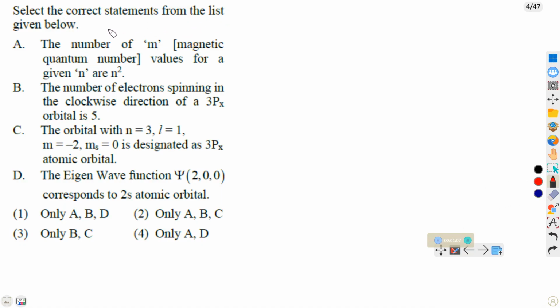Select the correct statements from the list given below. The number of m values for a given n are n square. M values, magnetic quantum number value for a given n. This statement is correct. For example, n is equal to 1. In the first orbit, 1s orbital is possible. For 1s orbital, m value is equal to 0. That means 1 value is possible. M values are 2l plus 1, 2 into 0 plus 1, that is equal to 1.